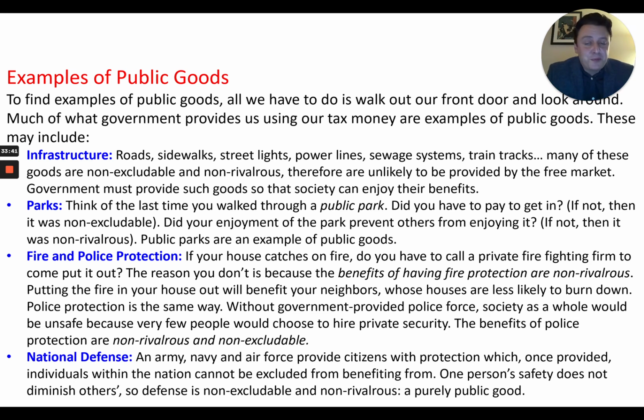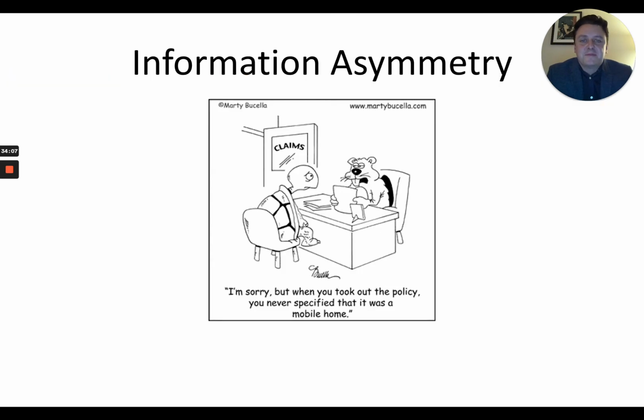And again, same with police and ambulances. The benefits of police protection are non-rivalrous and non-excludable. And finally, of course, national defence: army, navy, air force provides citizens with protection which, once provided, individuals within the nation cannot be excluded from benefiting from. One person's safety does not diminish another's, so defence is non-excludable and non-rivalrous.